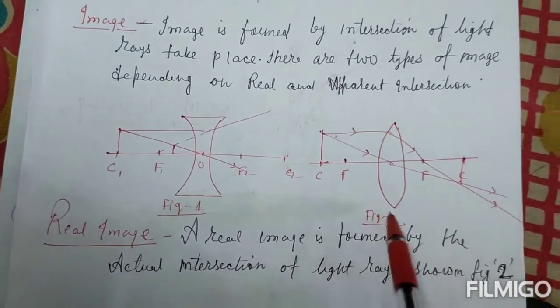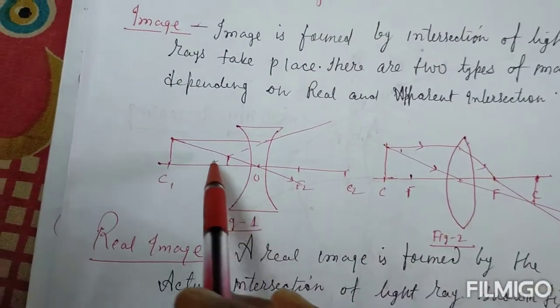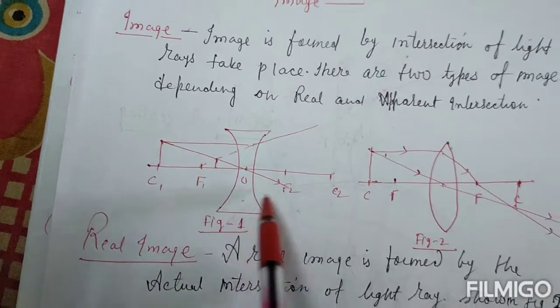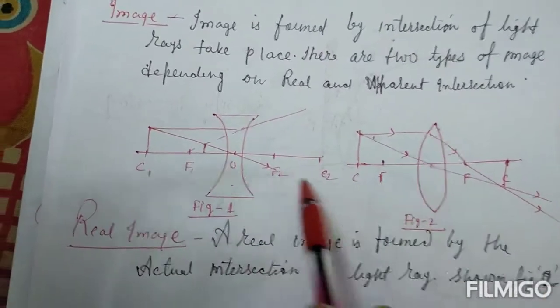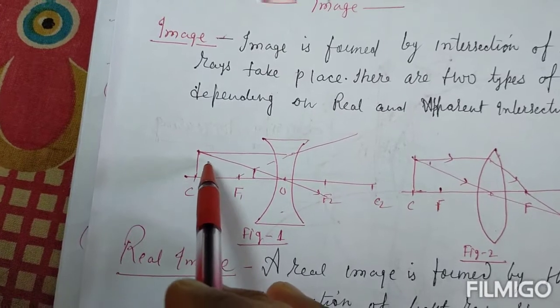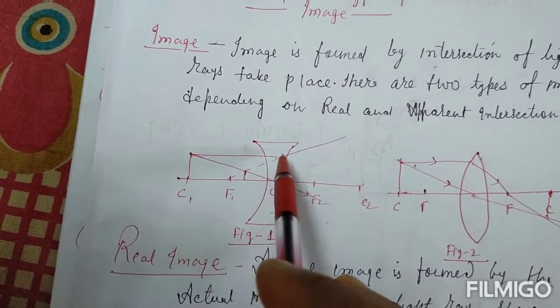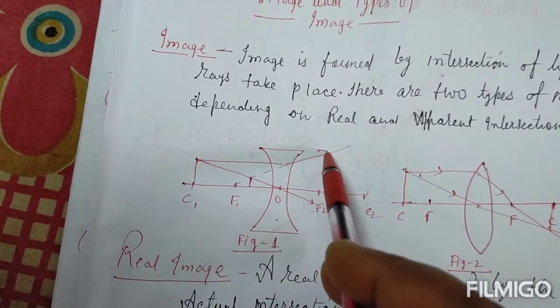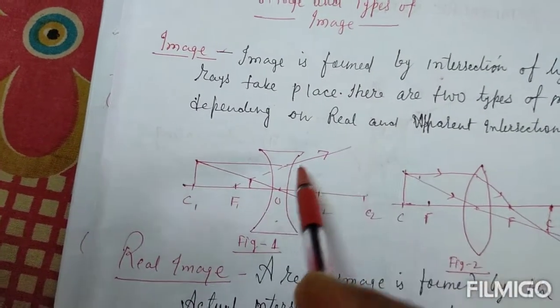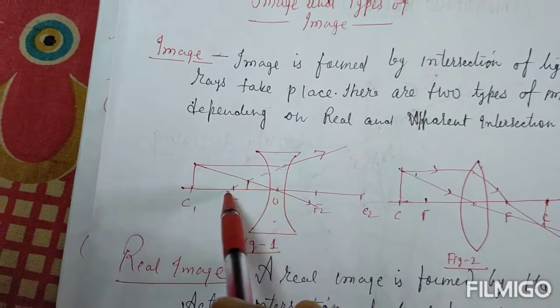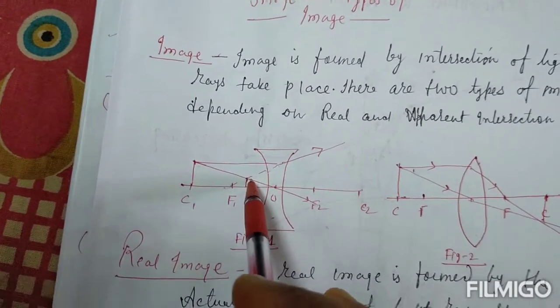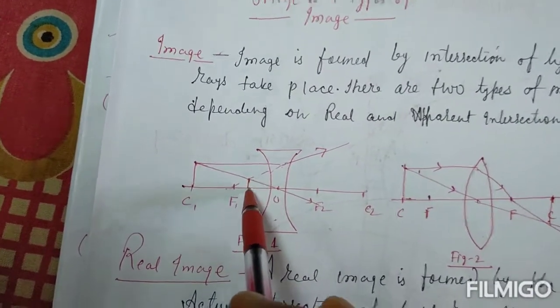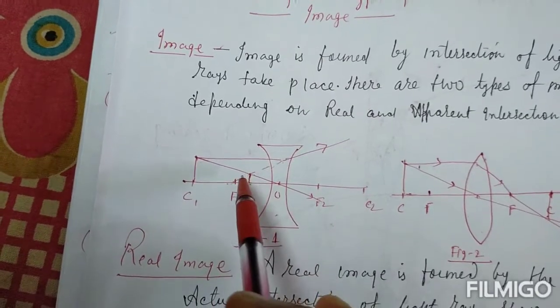This is figure 1, this is figure 2. This is image formation by a concave lens and image formation by a convex lens. Here we are seeing that two rays intersect at this place, but this ray is going in this direction. When we produce this ray backward, then intersection takes place. It means this is an apparent intersection. Here actual intersection is not taking place.